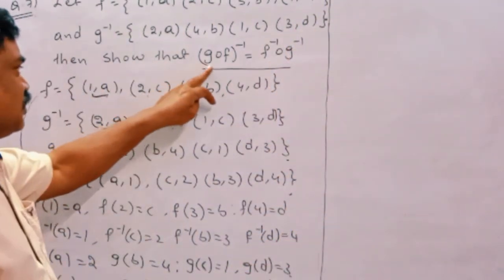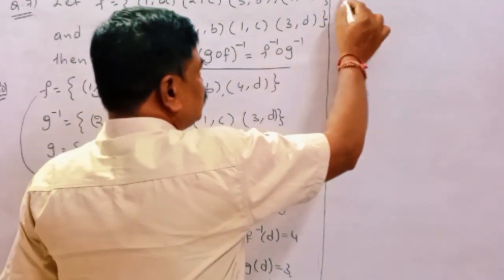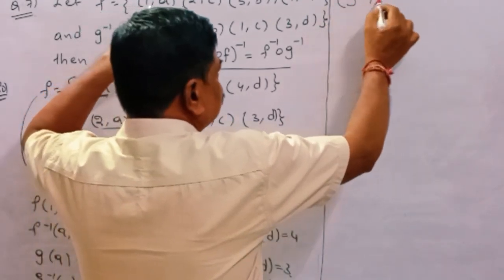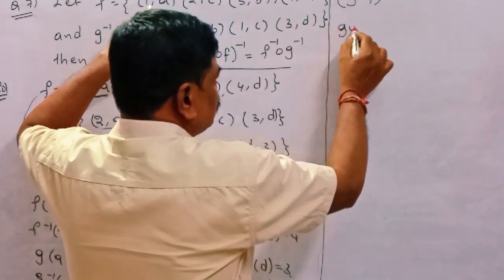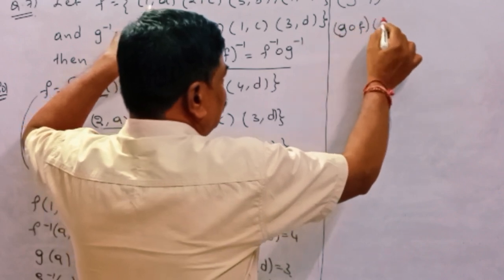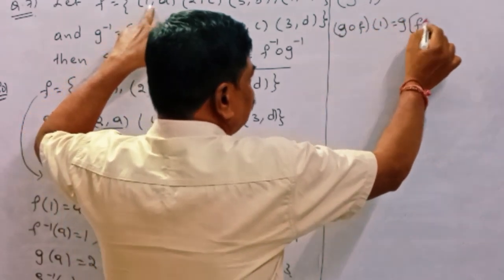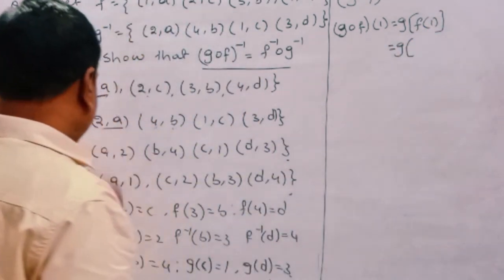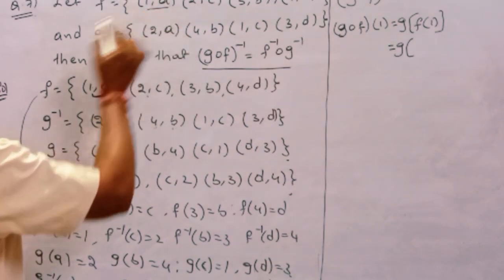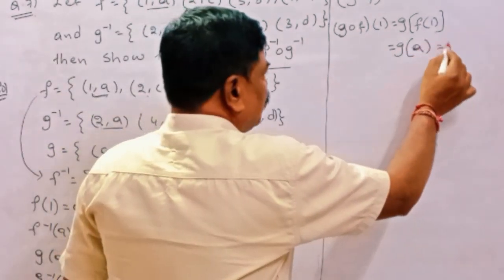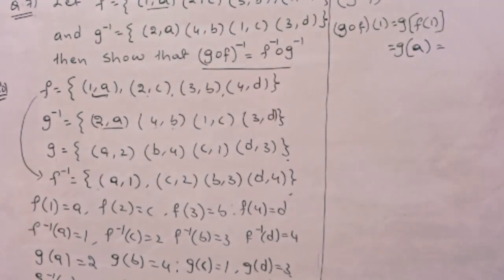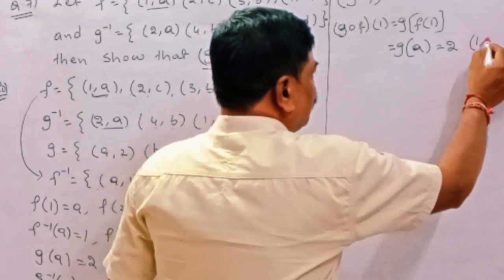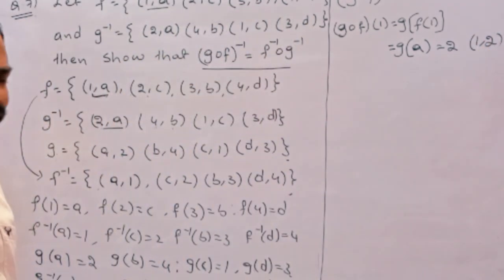Okay, all of you. First we have to find the value of G circle F. G circle F of 1 is equal to G of F of 1. What is F of 1? F of 1 is A. What is G of A? G of A is equal to 2. Then the ordered pair is (1, 2).